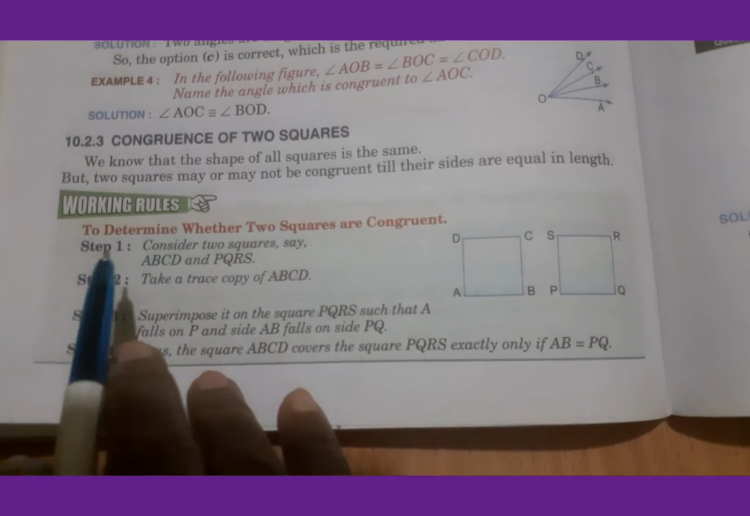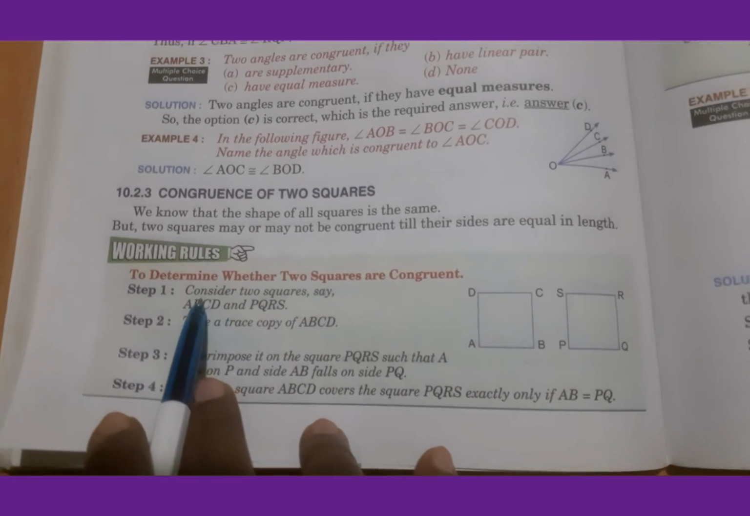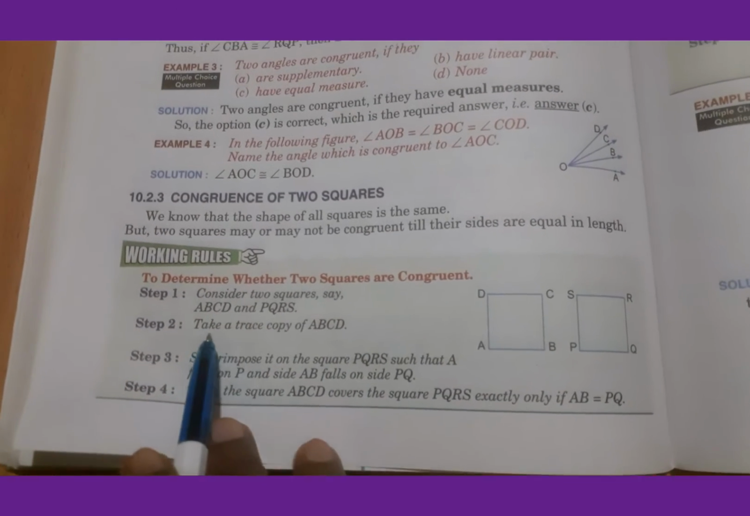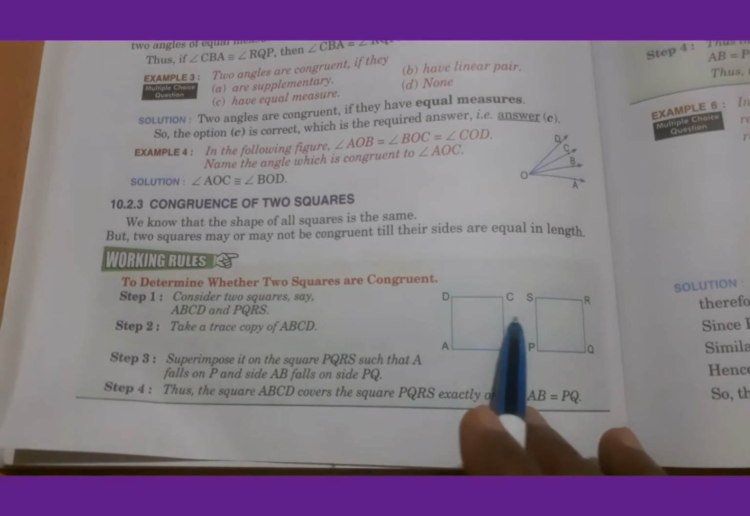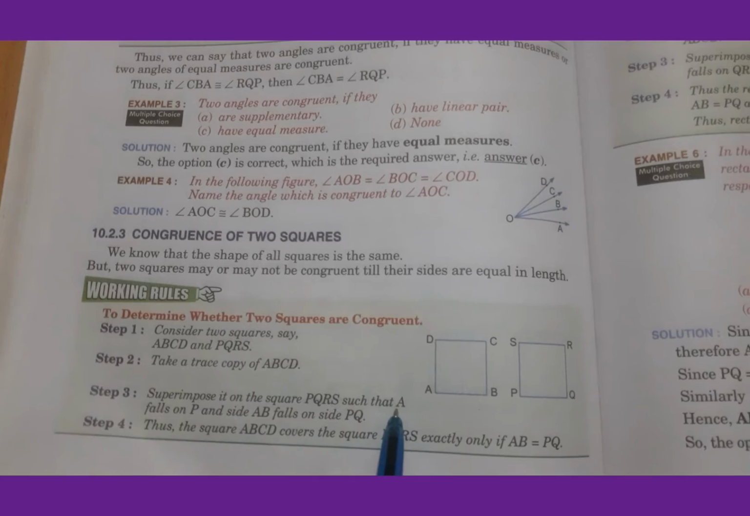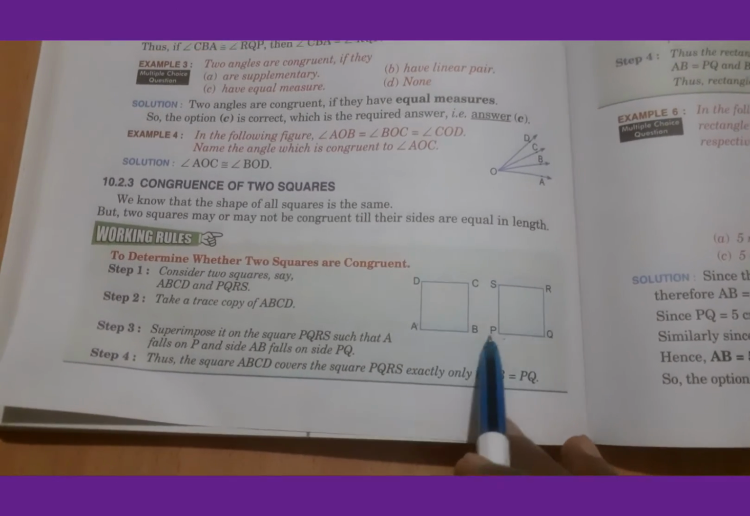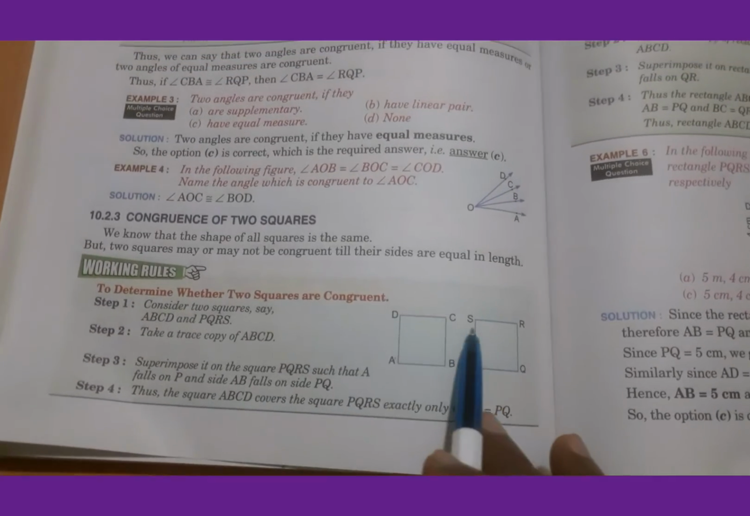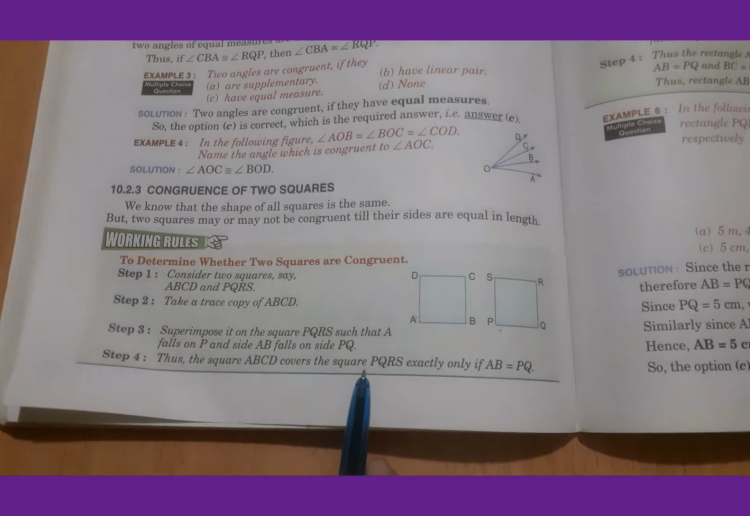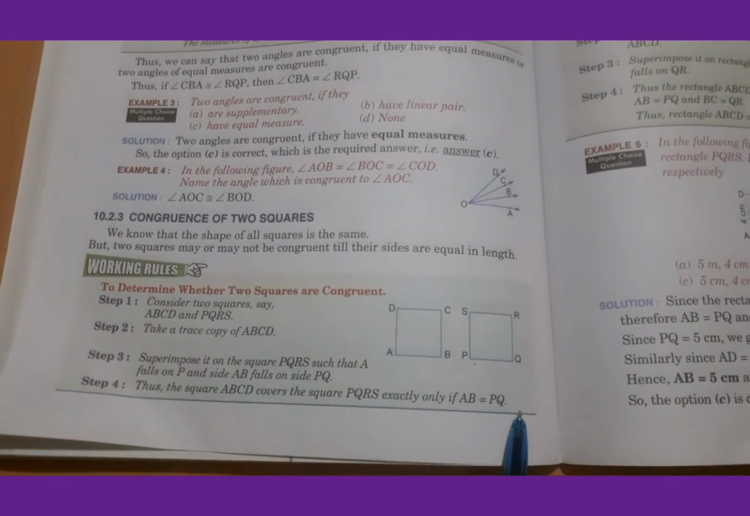Now, to determine whether two squares are congruent, step 1, consider two squares, say ABCD and PQRS. Step 2, take a trace copy of ABCD, and step 3, superimpose it on the square PQRS such that A falls on P, B falls on Q, D falls on S, and C falls on R. Thus, the square ABCD covers the square PQRS exactly only if AB is equal to PQ.